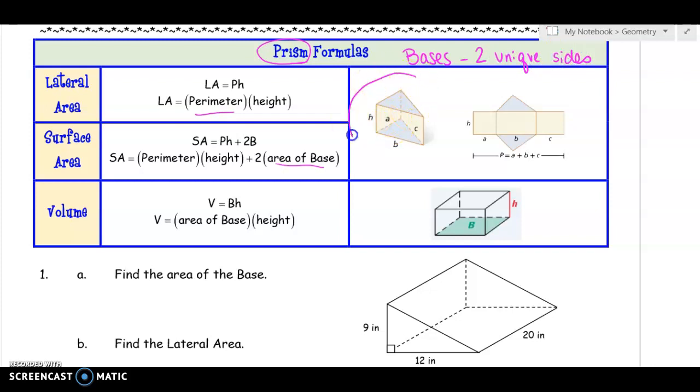So like in this prism here, you'll notice that three of the sides are rectangles, and then the top and the bottom are triangles. The two unique sides are the triangles. So this would be known as a triangular prism. It's a prism that has triangles as the bases.